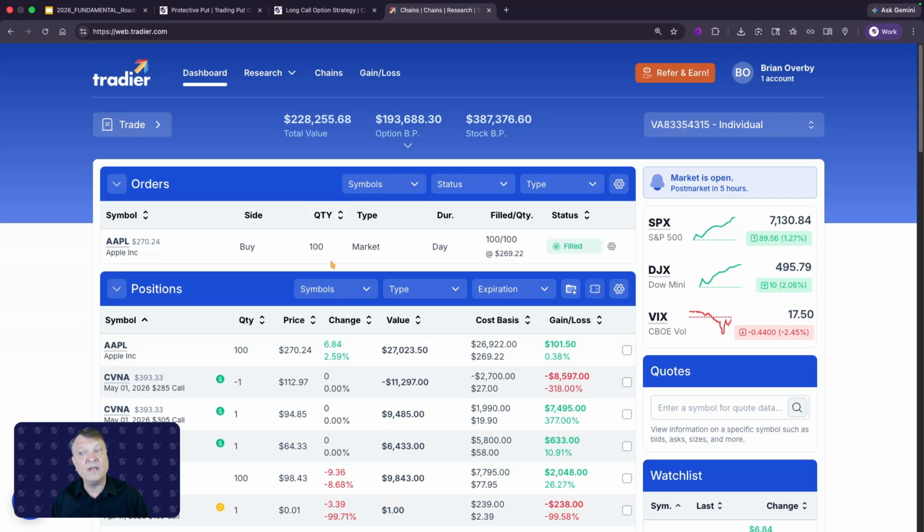So I think it's appropriate to look at Apple as it heads into earnings. It's a fairly expensive stock, $270 at this point in time. The way that we're going to set it up is, now that we've executed and bought the 100 shares of stock, let's go out and buy a put and let's protect ourselves as we go into that earnings date.